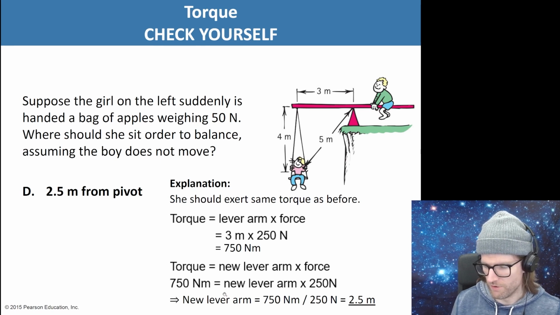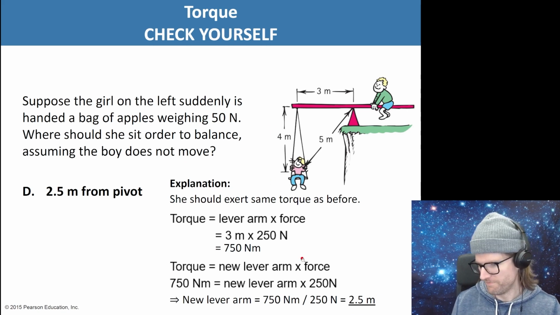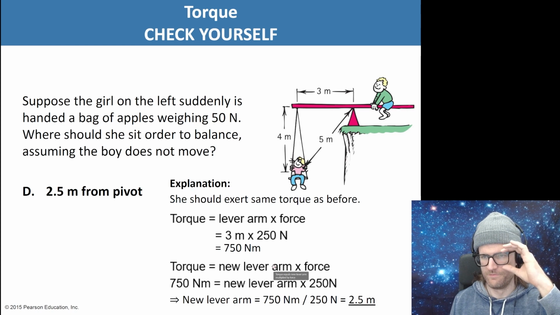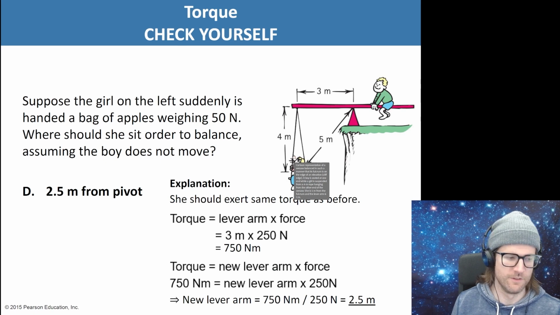But this is wrong, because the new force is the same as the old force. So if we divide this through, we would get 3 again. So they don't give us enough information to answer this question. And this answer is arrived at by incorrect math. Okay, but we could figure this out if we knew her body mass, meaning we knew her weight, because we could multiply it by g.